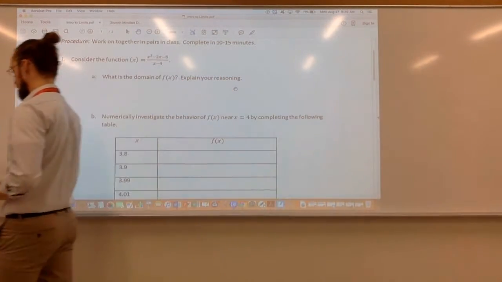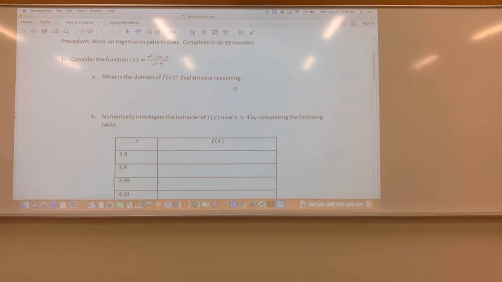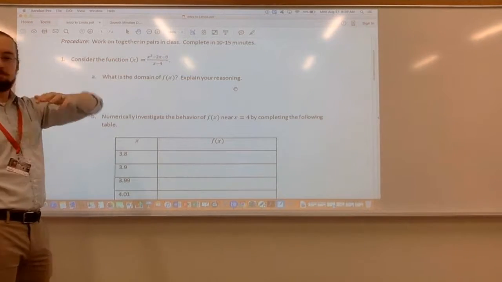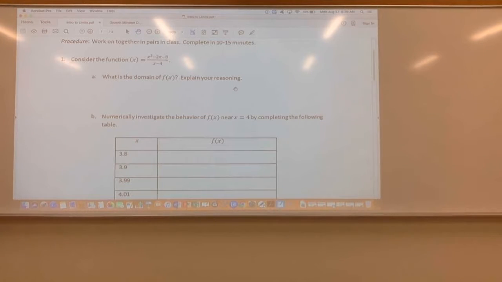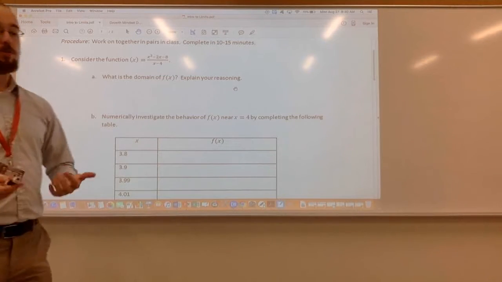So let's take a look at this little activity here. Okay, we're going to take a look at this function. Okay, we don't have a graph, right? We don't know exactly what it looks like, so it's going to be a little bit different to figure out what limits are for this graph.